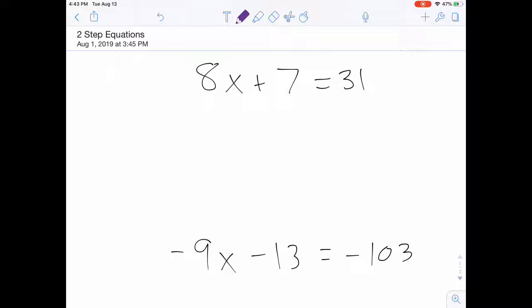Hey guys, so today we're going to be working on solving two-step equations. The reason why we have the name two-step equations is because we will be doing two steps in order to get our variable by itself. Our first example here, 8x plus 7 equals 31.